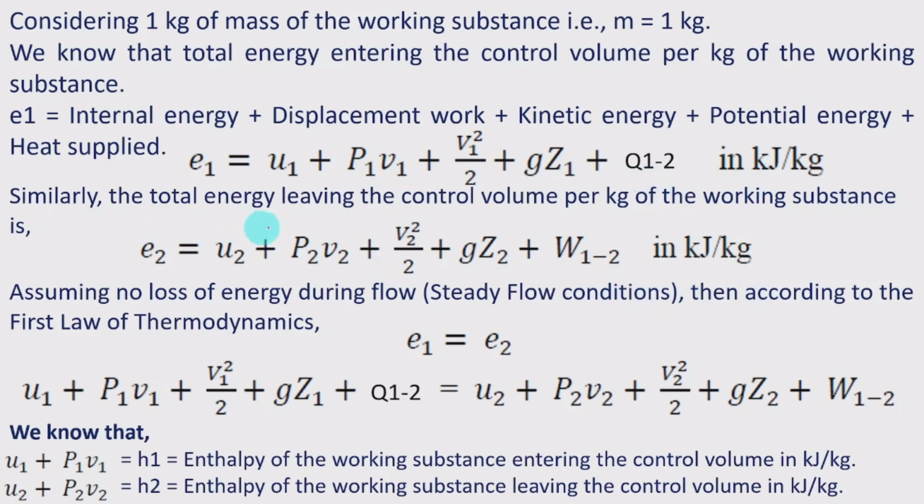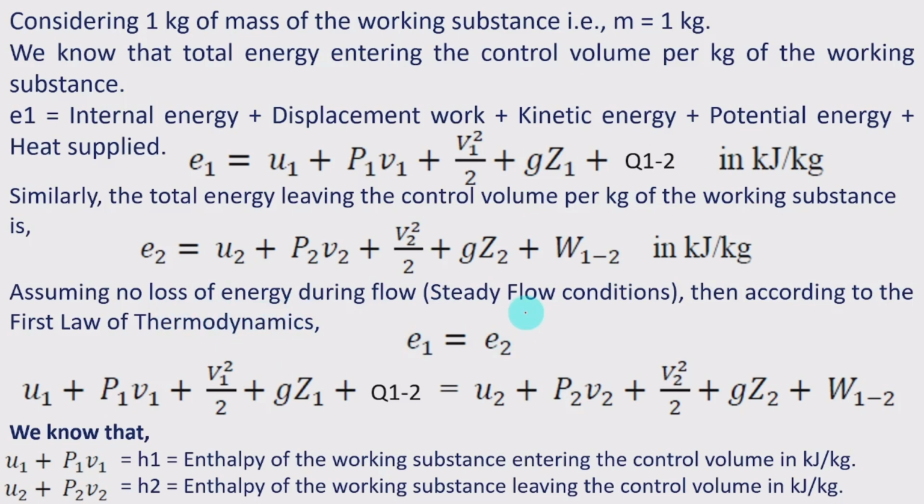Similarly, the total energy leaving the control volume per kg of the working substance is E2, equal to U2, the internal energy, plus displacement work, kinetic energy, potential energy, and work output. That is in kilojoule per kg. Here, we assume no loss of energy during the flow, that means it is a steady flow energy condition.